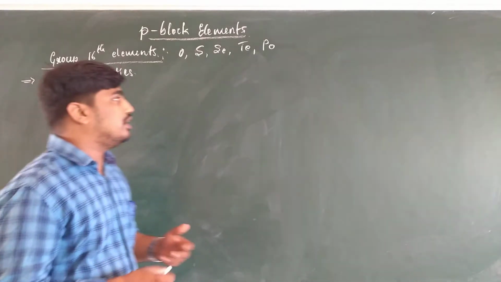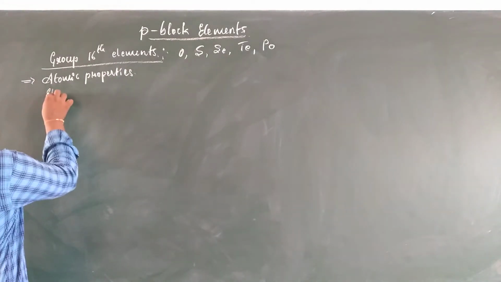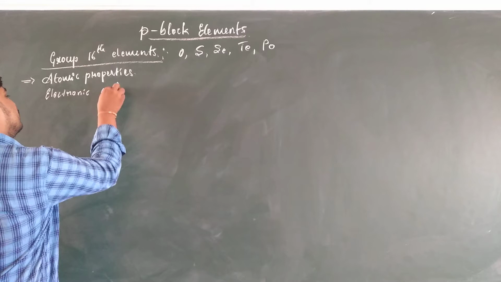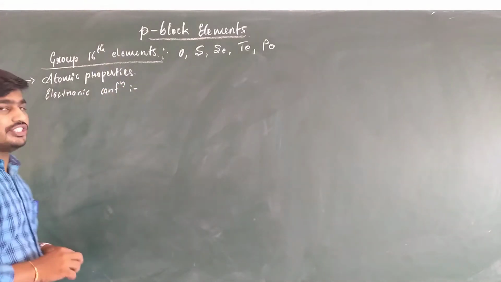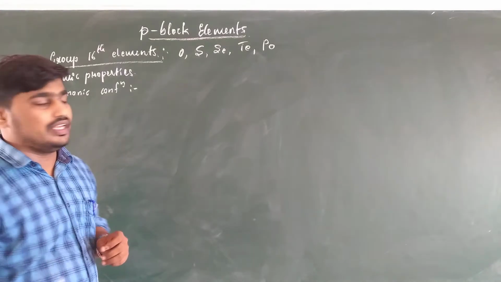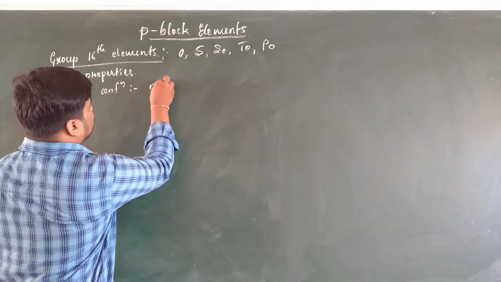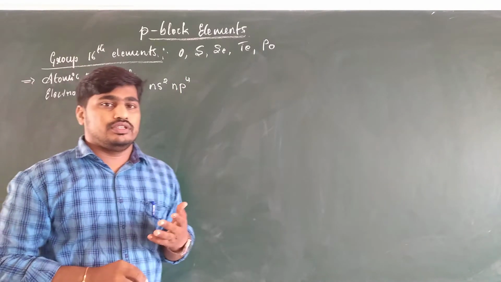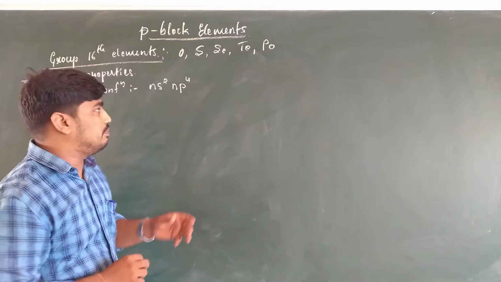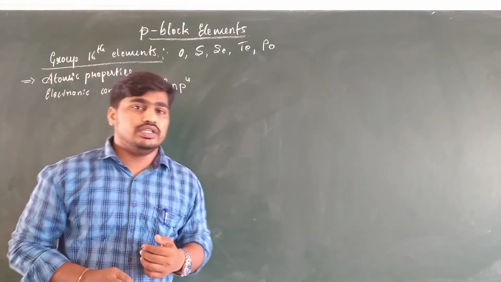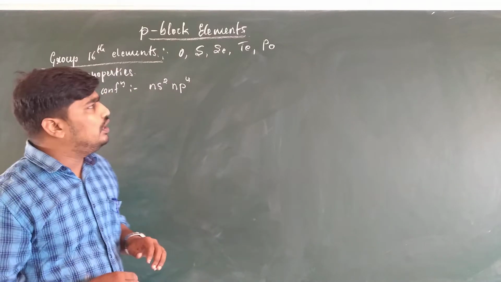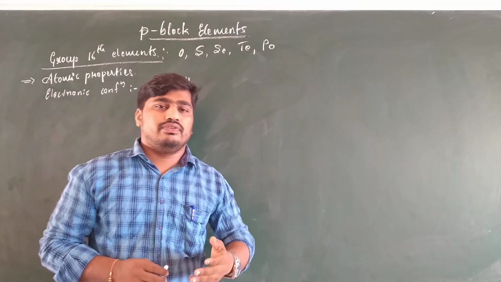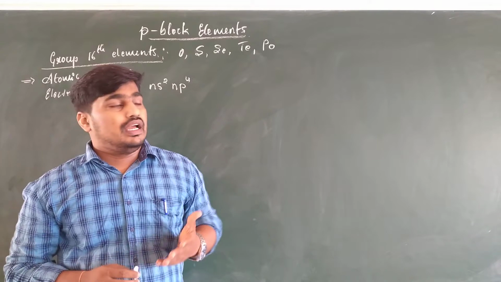Okay, next move on to the atomic properties of these elements. In the first atomic property, the electronic configuration: the common electronic configuration of group 16 elements is ns2np4. So it is present in the fourth group of the p block elements, therefore it is p4. There are 4 electrons entering the p orbital. According to the electronic configuration of these elements, we will discuss the important atomic properties in this video.